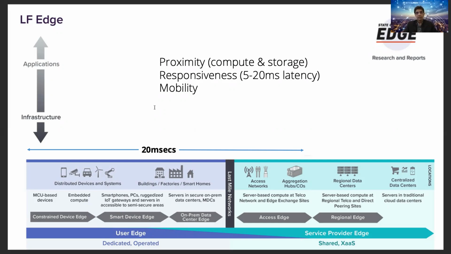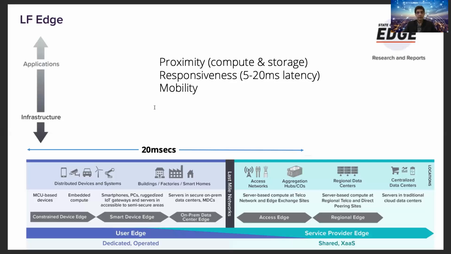And then you have the last mile, like a network connection that gets into a base station or a smart central office, which really is part of the service provider network. And up to that point, you have 20 milliseconds of latency. So edge is defined as a location and an area where you have not just proximity of compute and storage, but also responsiveness, which is 5 to 20 milliseconds of latency and mobility.